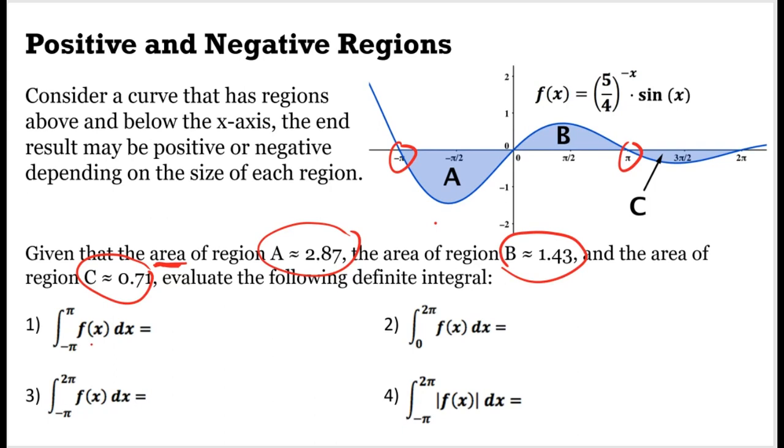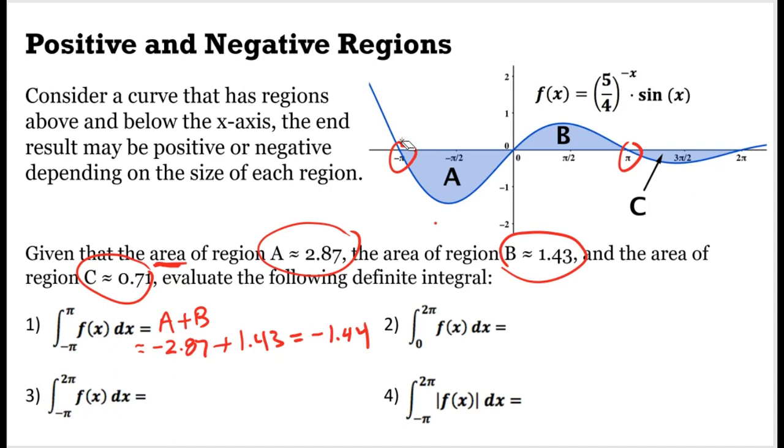So for question number 1, we would need to take region A and region B, which would give us negative 2.87 in terms of a definite integral, and positive 1.43. And when we add these together, we would get negative 1.44.